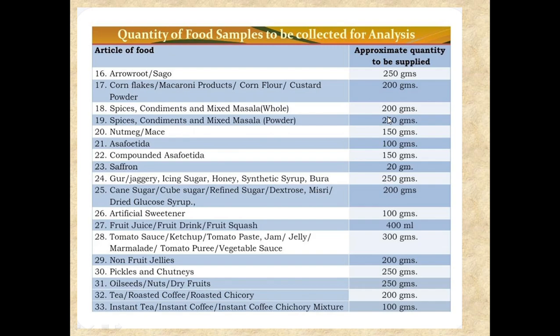spices, condiments and mixed masala, 200 grams; spices and mixed masala powder, 250 grams; nutmeg, 150 grams; compound asafoetida, 150 grams; saffron, 20 grams; gur, jaggery, ice sugar, and synthetic syrup, 250 grams; cane sugar, cube sugar, refined sugar, 200 grams; artificial sweetener, 100 grams; fruit juice, 400 ml; tomato sauce, ketchup, tomato paste, tomato puree, vegetable sauce, 300 grams; non-fruit jelly, 200 grams; pickle and chutney, 250 grams; oil seed, nut, dry fruit, 250 grams; tea, roasted coffee, roasted chicory, 200 grams; instant tea, instant coffee, chicory mixture, 100 grams.